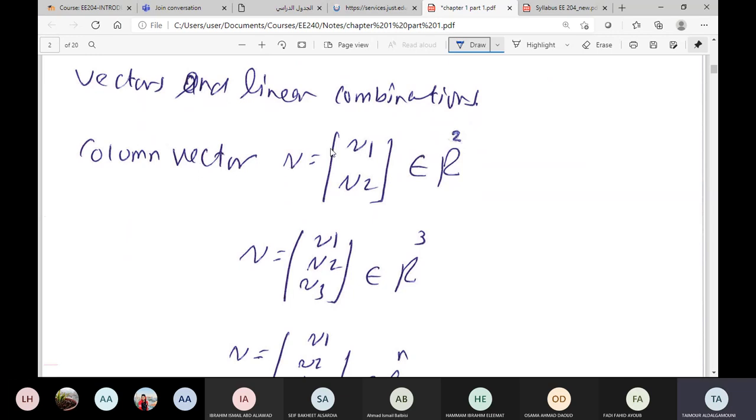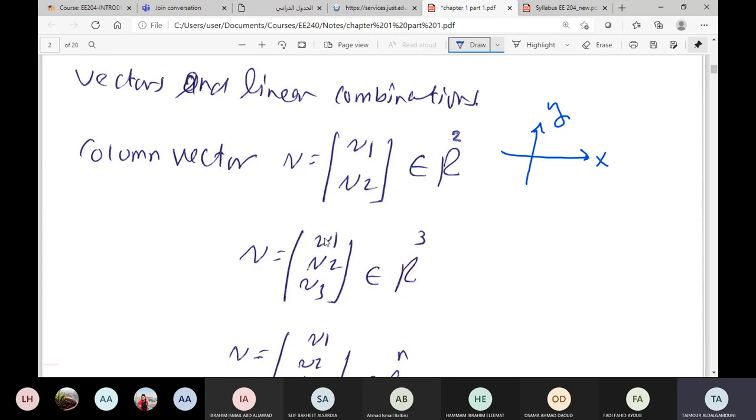Column vector V has two components, V1 and V2. We say that this is a two-dimensional vector. It belongs to R2. So what is R2? R2 is the space of all vectors with two components. In this case, R2 is the XY plane. The whole of the two-dimensional plane is R2.